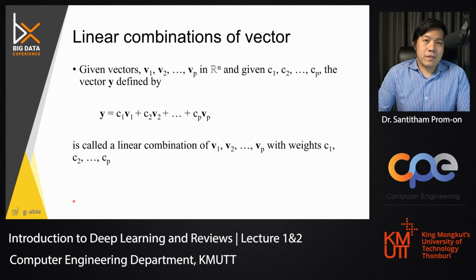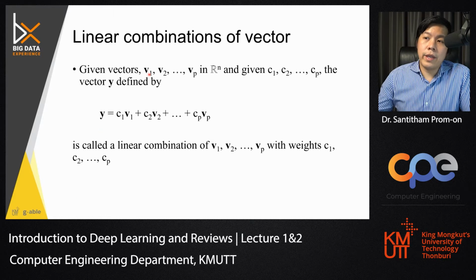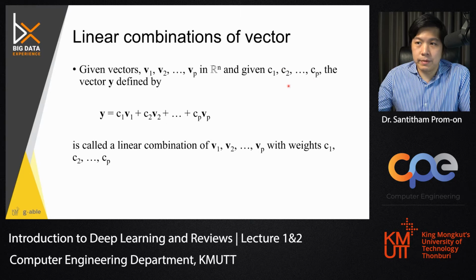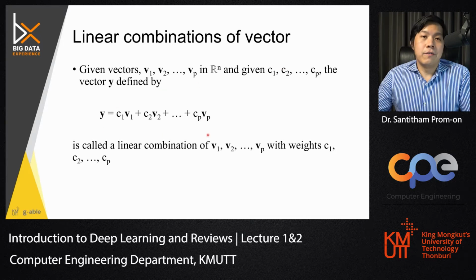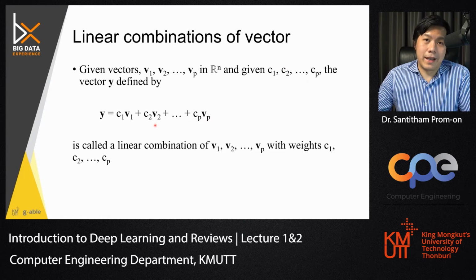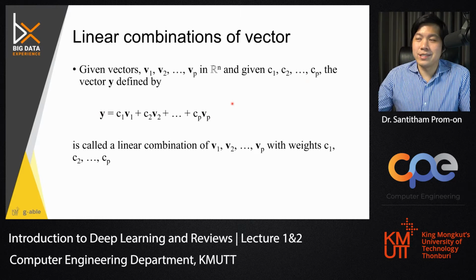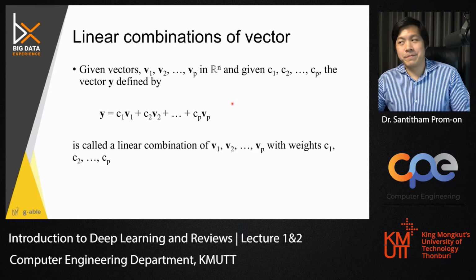We call a linear combination of vectors the following. Suppose we have vectors v1 to vp, and we have coefficients c1 to cp. If we have y equals c1 v1 plus c2 v2 up to cp vp, we call this a linear combination of vectors because they are linearly combined. Why do you need to know this? It is because of the next concept.